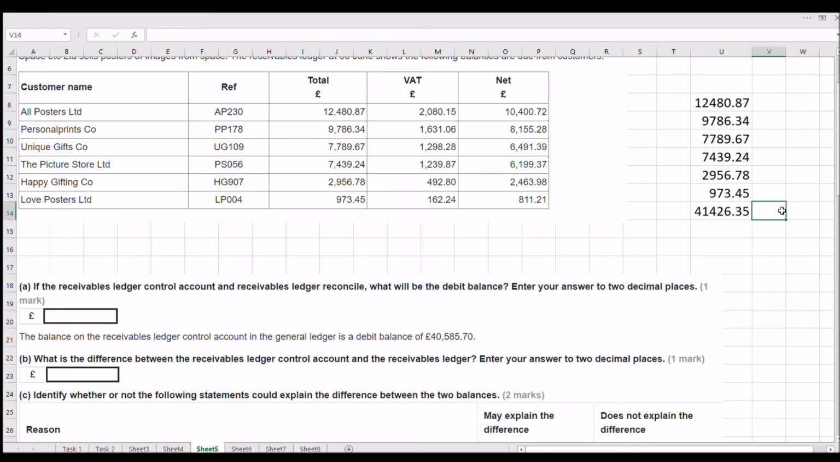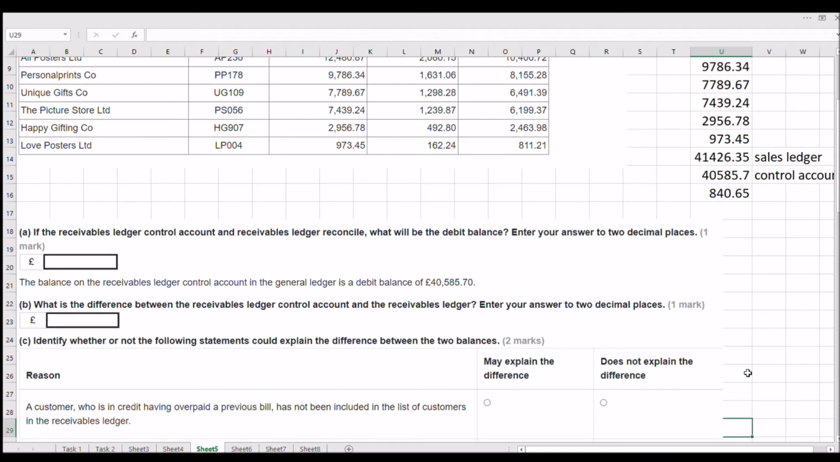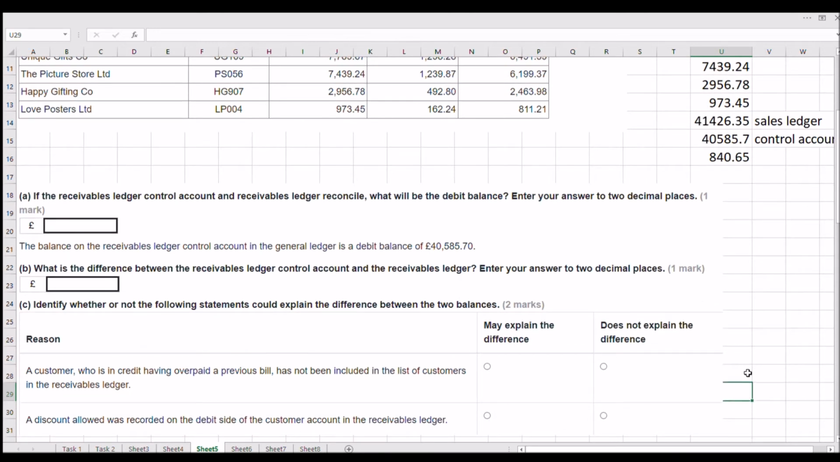Right, the balance on the receivables ledger control account. So this is the sales ledger, or the receivables ledger, whatever you want to call it. And the balance on the control account in the general ledger is 40,585.70. So the difference is 840.65. That's our difference for that answer. So we know we've got a difference, so we've got an error, because they should always reconcile.